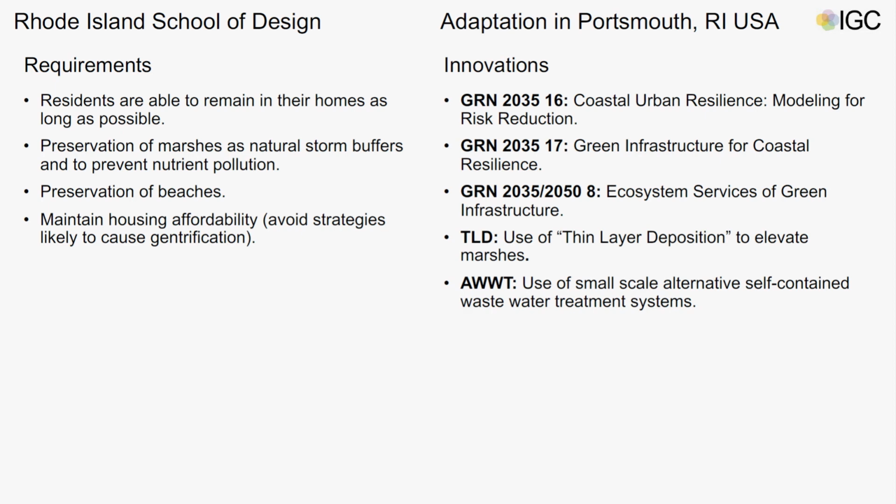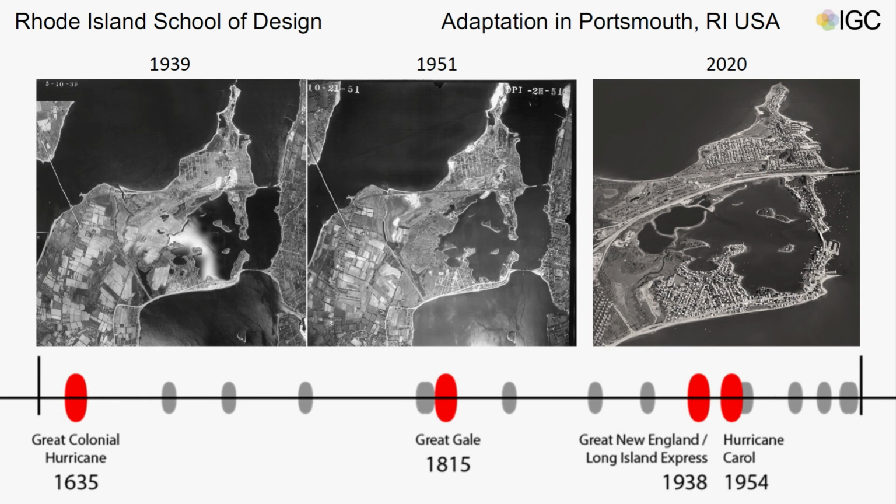Our innovations applied are mostly modeling for coastal urban resilience and risk reduction. We've used both AdCirc modeling and the sea level affecting marsh migration model, green infrastructure, and then we're also proposing a couple of innovations, the use of thin layer deposition to elevate marsh platforms, which is a way to help marshes keep up with sea level rise. The survivability of a marsh depends largely on the availability of sediment to keep up with sea level change, and the use of small scale alternative wastewater treatment.